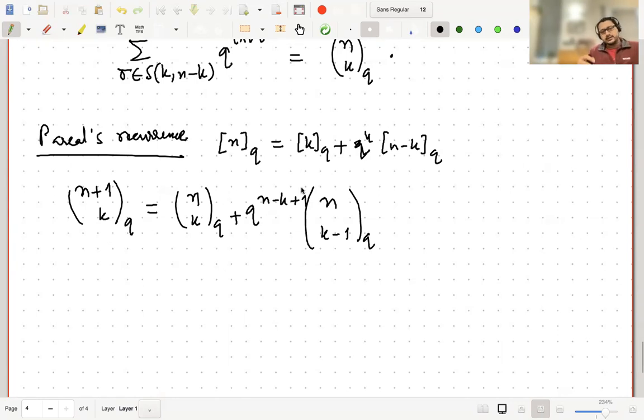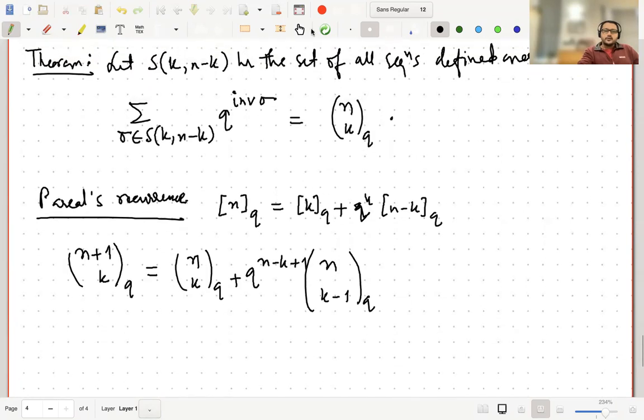So this is called Pascal's recurrence. Again, it is easy to prove. One just needs to equate the two sides, and they will come out to be equal. While doing that, maybe you might have to use the first line. So the proof of this is a computational exercise. One just has to show that.